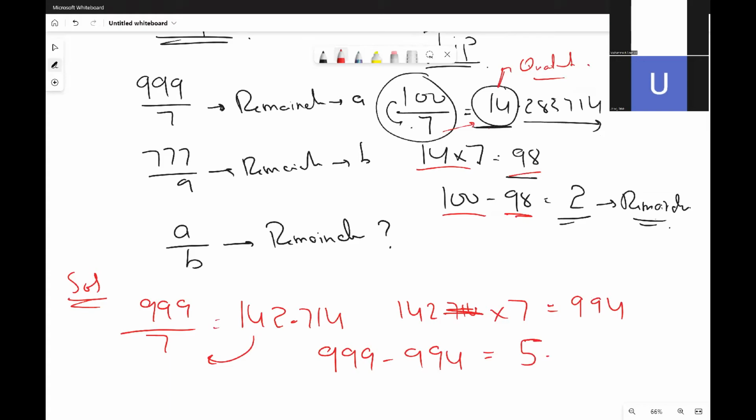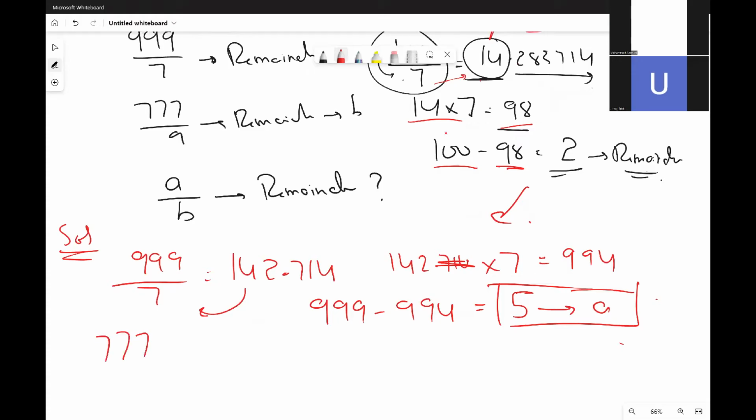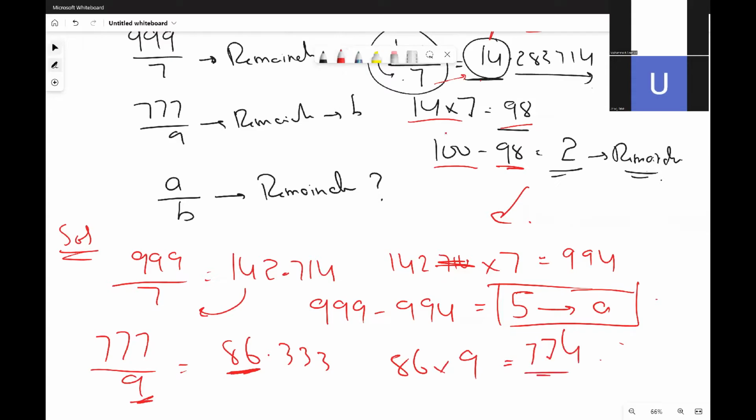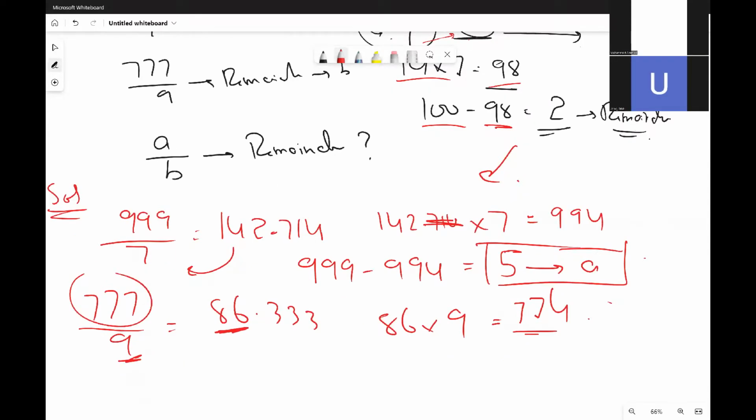So A ki value kya gayi? 5. We just followed this step, jo pe maine explain kiya tha. Now same goes for the second one. 777 by 9. If you write down this on your calculator, the answer would be 86.333. Now let's pick up the quotient. 86 multiply by divisor, that is 9. The answer would be 774. Ab kya karenge hum log? Jo number tha original, isse 774 ko minus kar denge. 777 minus 774, the answer would be 3. So value of B, humne pehle kaha tha remainder is B. So B is 3.